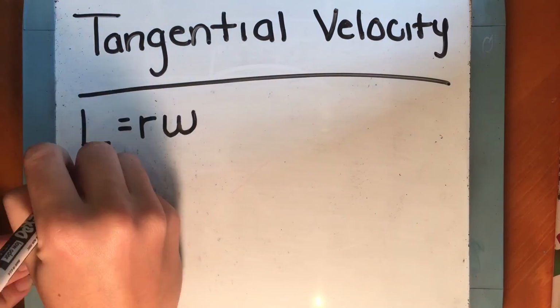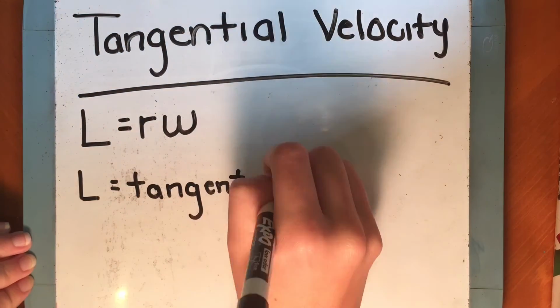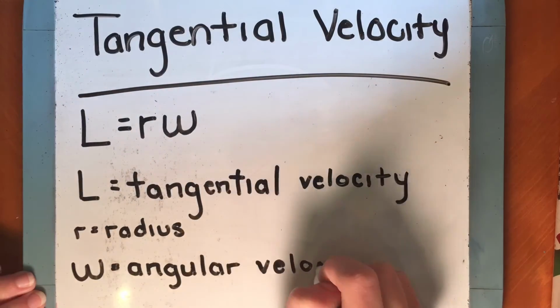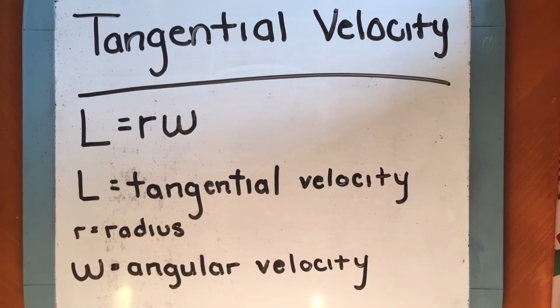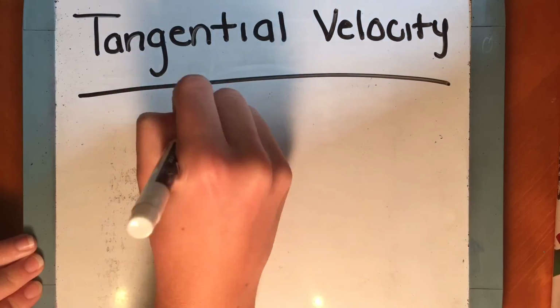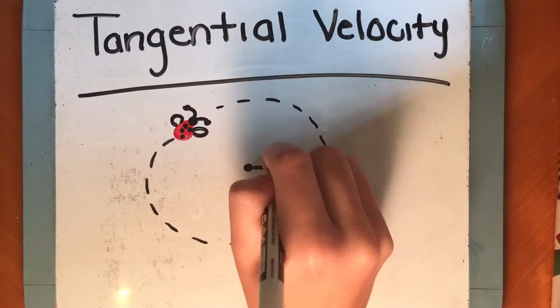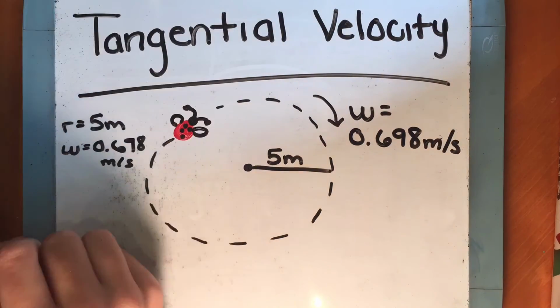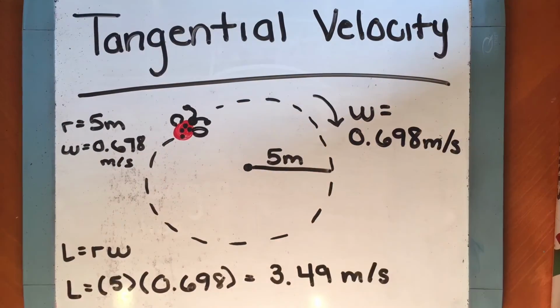The equation for tangential velocity is L equals r omega, where L is the tangential velocity, r is the radius, and omega is the angular velocity. So if Lady's traveling on her original path with a radius of 5 meters at an angular velocity of 0.698 meters per second, her tangential velocity would be 3.49 meters per second.